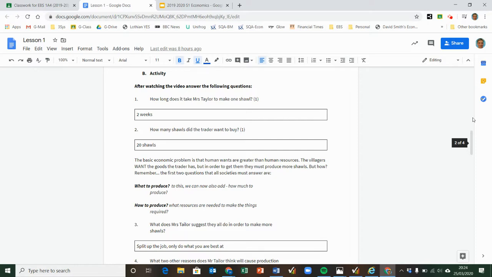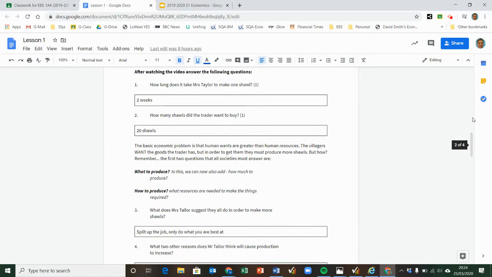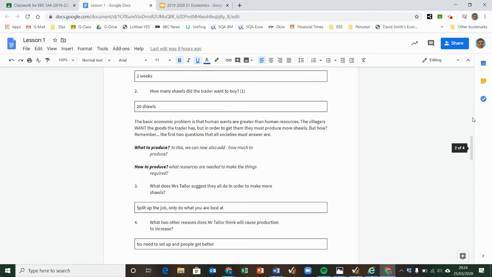So just a bit like division of labour by product, when you did the job that you're best suited at, let's split it up and do one little thing at a time. Now, if we scroll down here, he also thinks that production will increase because there's no need to set it up.